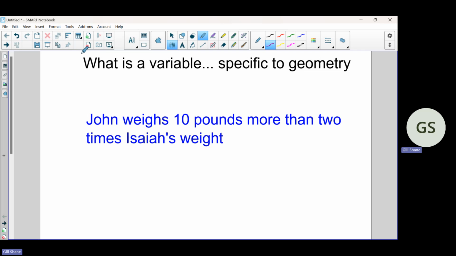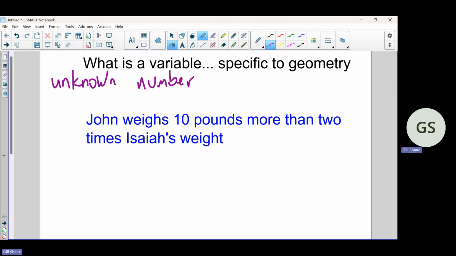It's basically the same thing as a question mark. We just don't know what the number is yet. So again, a variable is an unknown number. That's the first thing. Unknown number.